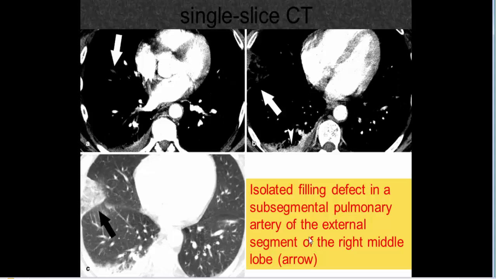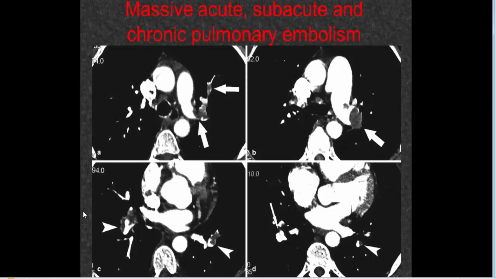Acute pulmonary embolism. Isolated filling defect in a subsegmental pulmonary artery of the lateral segment, as we see, of the right middle lobe. This is an isolated filling defect. This is pulmonary embolism. This is the infarct area corresponding to this pulmonary embolism, with a pleural-based, triangular shape and no enhancement. This is pulmonary infarct.